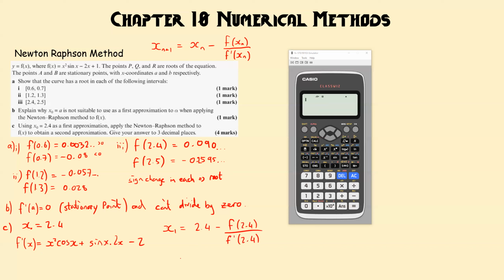So I'm just going to put that in on my calculator using ANS as 2.4. So I'm going to replace 2.4 in each of these equations. So I've got ANS minus, and then on top I've got f of x, which is ANS squared sine ANS minus 2 ANS plus 1. And on the bottom, I've got ANS squared cos ANS plus 2 ANS times sine ANS, and then minus 2. And pressing equals, that gives me 2.430 blah.